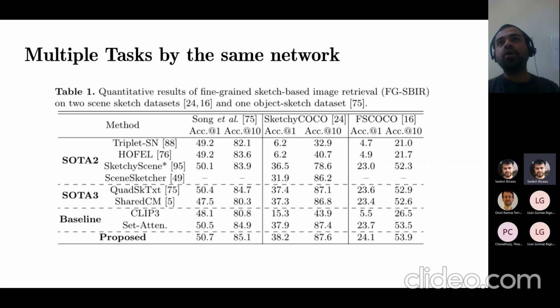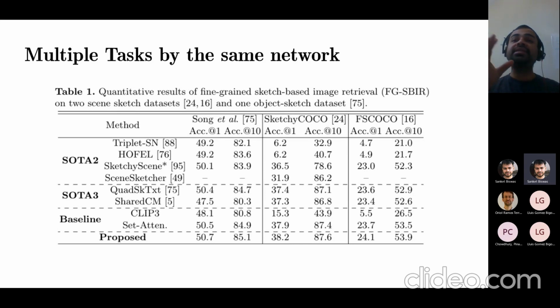Previously we had talked about how we can do sketch-based image retrieval, text-based image retrieval, or sketch plus text-based image retrieval. With this new unified approach, you have one framework which can solve multiple tasks. The first task is fine-grained sketch-based image retrieval. You give a sketch, you want to retrieve a photo. The same network, as we have seen in the previous slides, can perform this, and it does a pretty good job.